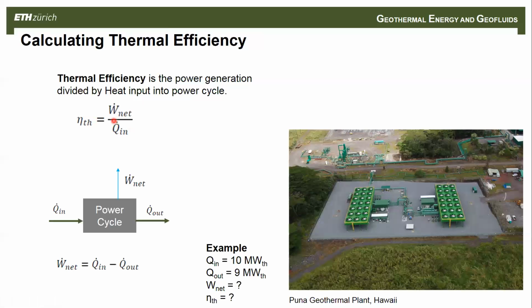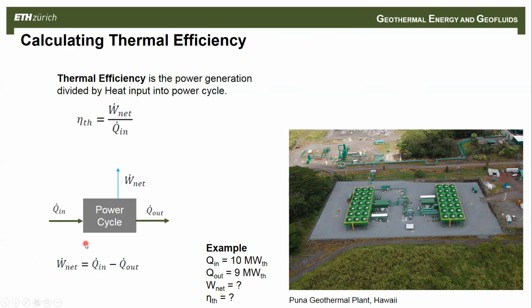So in this example here, you can have 10 megawatts of heat input into the plant. The heat output is 9 megawatts. And then the electricity you generate is 1 megawatt, just because this has to be true for a power cycle. The power that you generate has to be equal to the heat in minus the heat out. This is just the first law of thermodynamics.